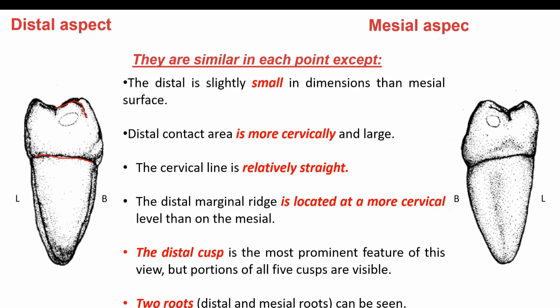Okay, and of course we have the distolingual cusp, and both the roots can be seen because the distal root is slightly narrower compared to the mesial root. So the outline of the mesial root can also be seen from this aspect.